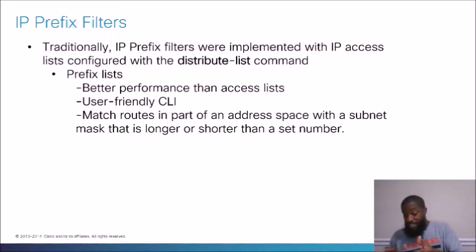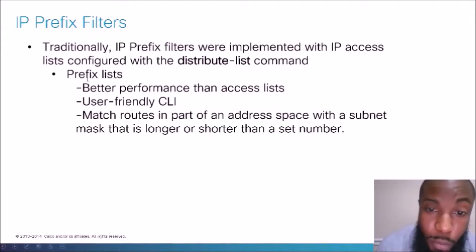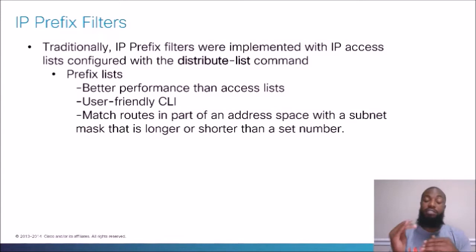If you don't see that person's name on the list, guess what? You ain't getting in the club. Prefix lists have better performance than access lists. They're actually easier to manipulate. You'll see, like it just says right here, user-friendly CLI. Access control lists have to be done in sequences. There's an implicit deny at the end of them. You have to make sure they are in the correct order, or else they will contradict themselves.